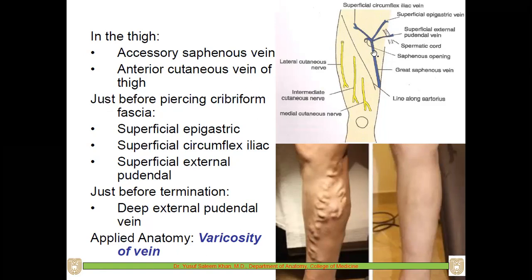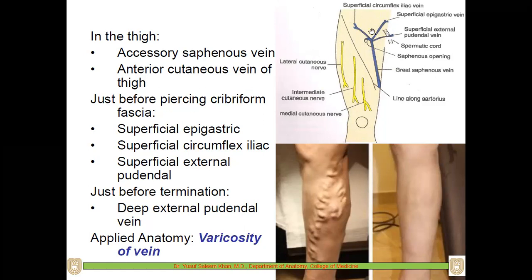As I said, this is the superficial vein. Now it will go deep, because the femoral vein is a deep vein. So it pierces here; there is an opening called the saphenous opening, and there is a thin fascia called the cribriform fascia. Cribriform fascia means which has multiple holes.